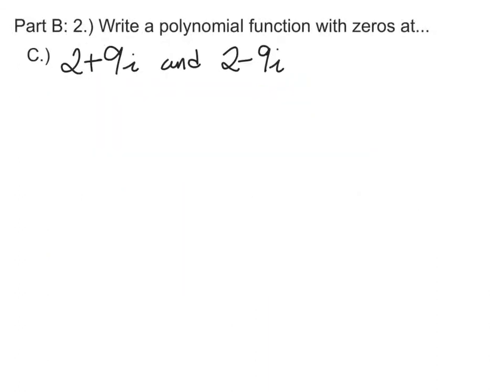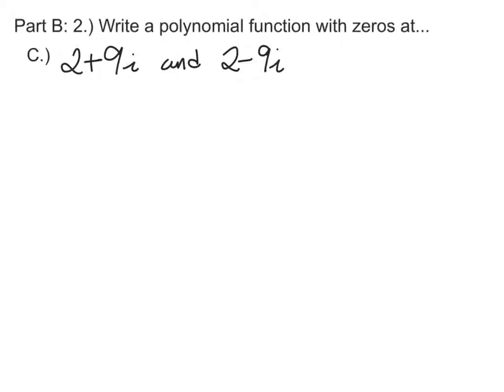As the complex zeros get more complicated, they're still going to work in the same way, and they're still going to happen in these conjugate pairs. See how this one says 2 plus 9i and 2 minus 9i? The complex part, the part with the i in it, those are opposites, plus 9i, minus 9i. That's what makes them conjugates.